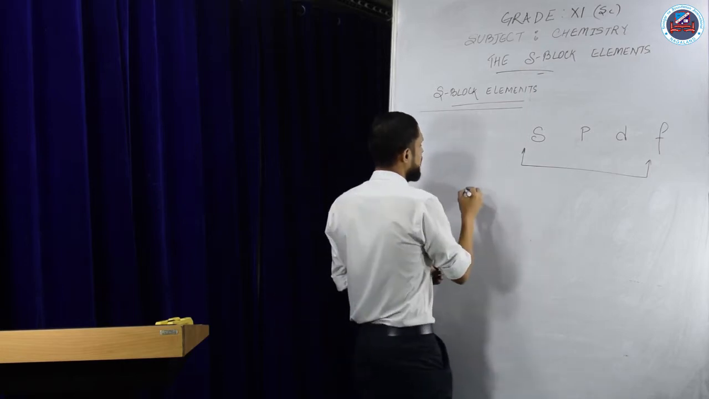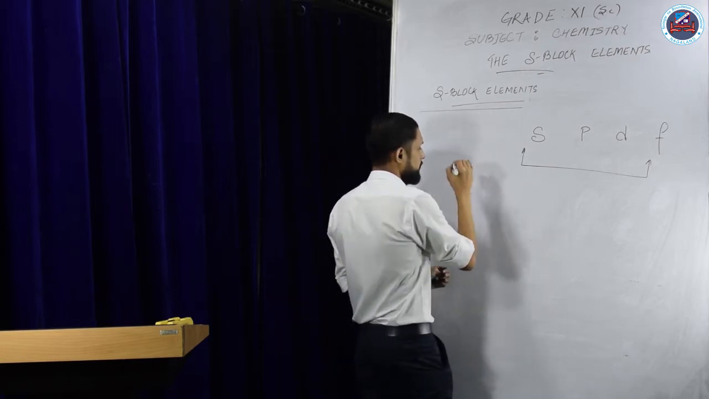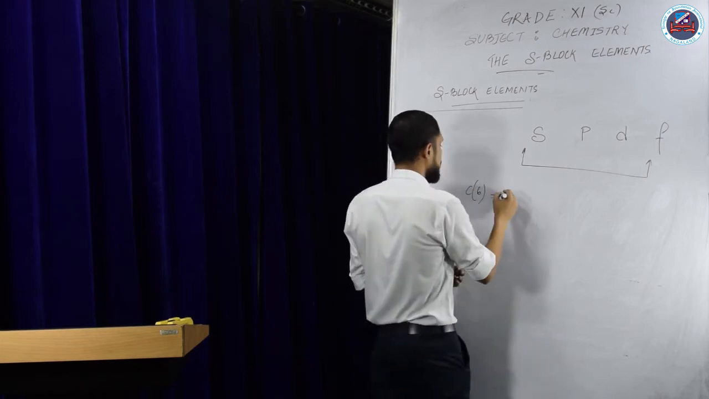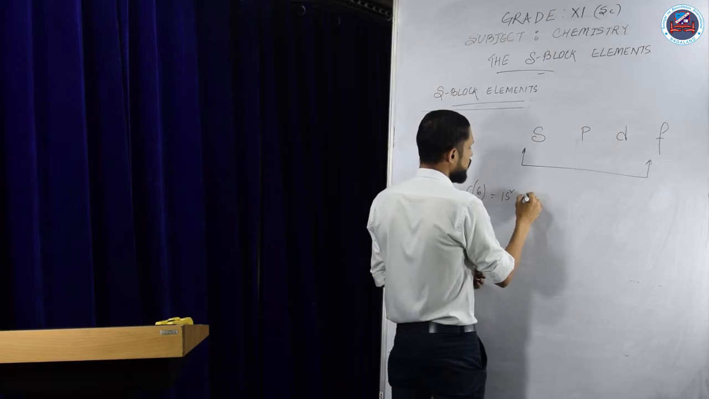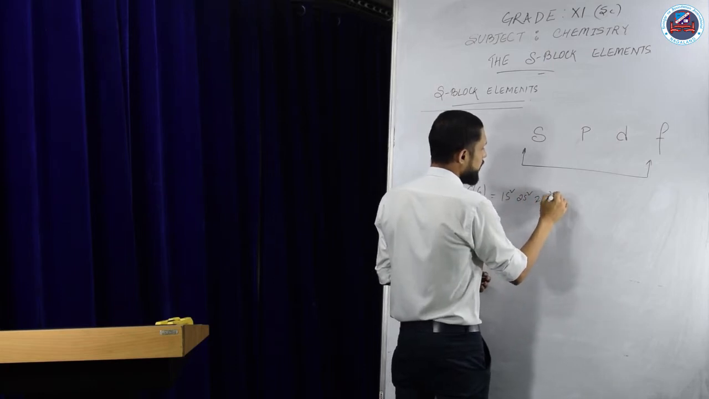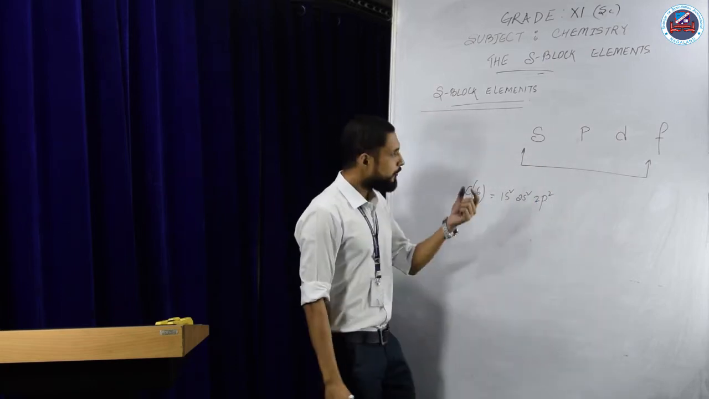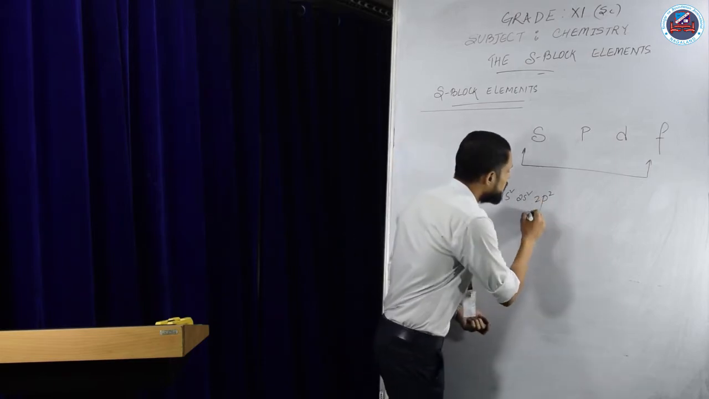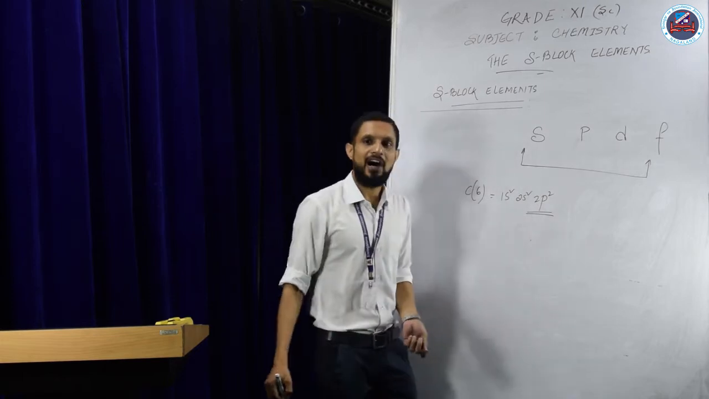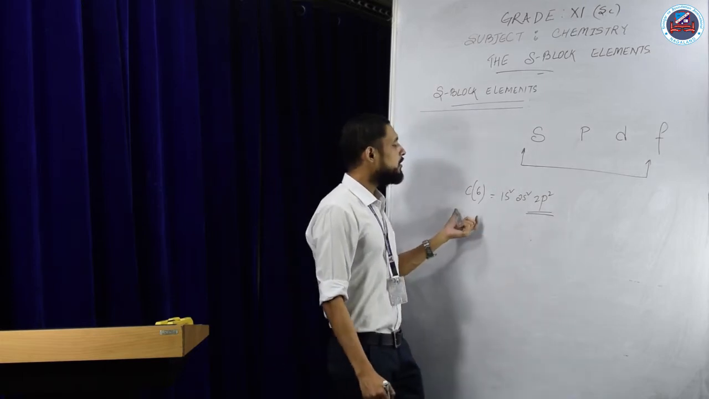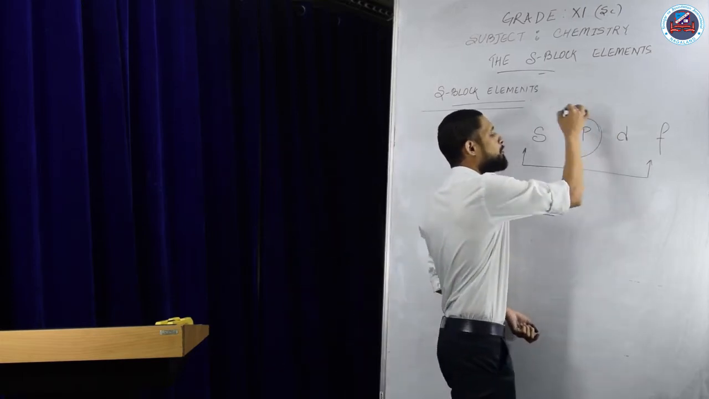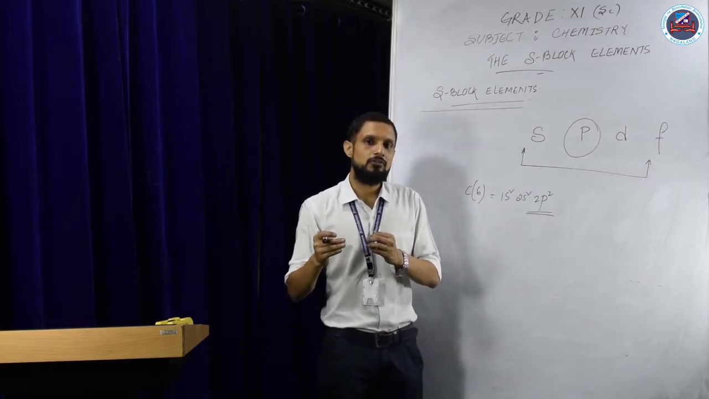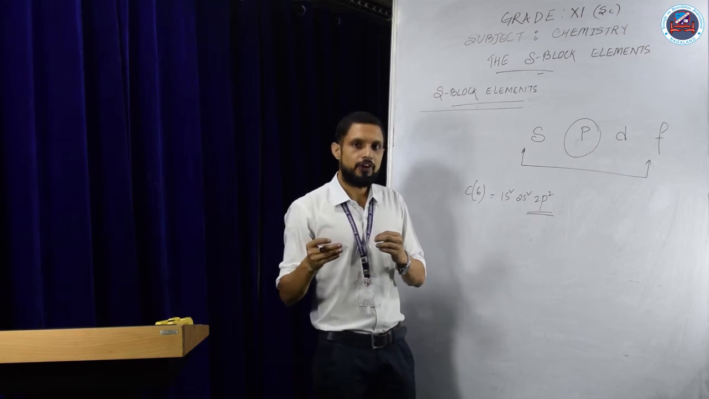Now let us take an example. Say carbon, atomic number is 6. If you write the electronic configuration, it is 1s2, 2s2, 2p2. Now if you check the last electron, it enters in p orbital. So carbon belongs to p block. So we check the element's electronic configuration.